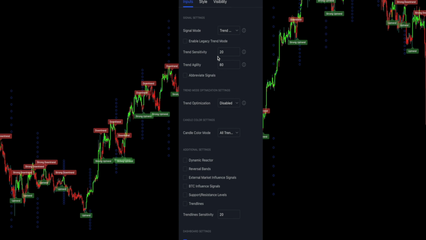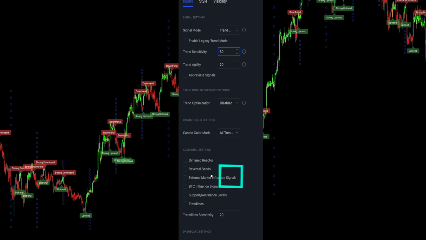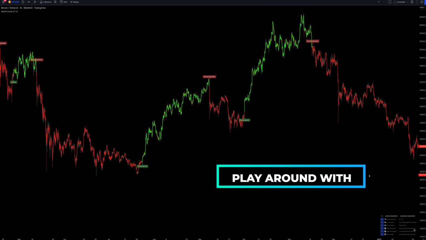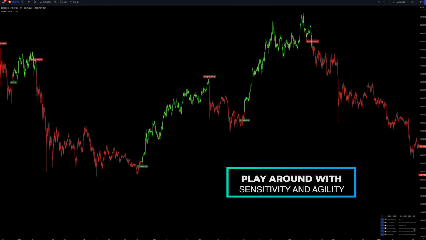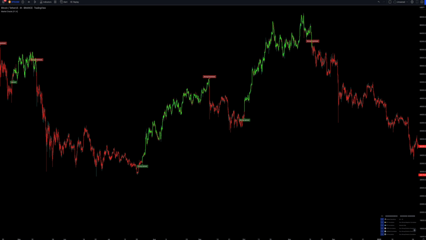Make sure to play around with all types of combinations of sensitivity and agility, because you may find some surprising combinations work very well with certain trading pairs and time frames.